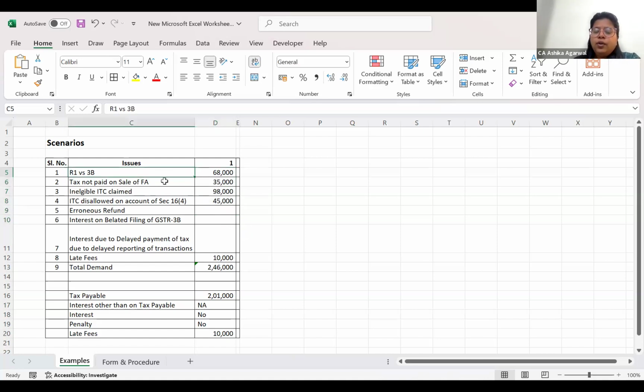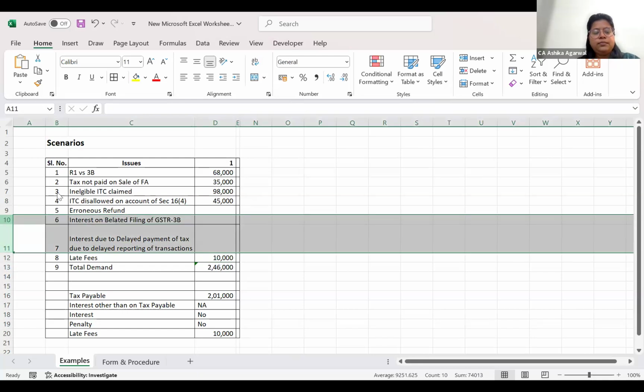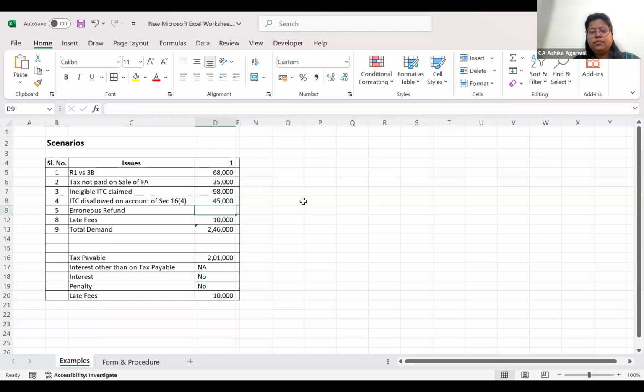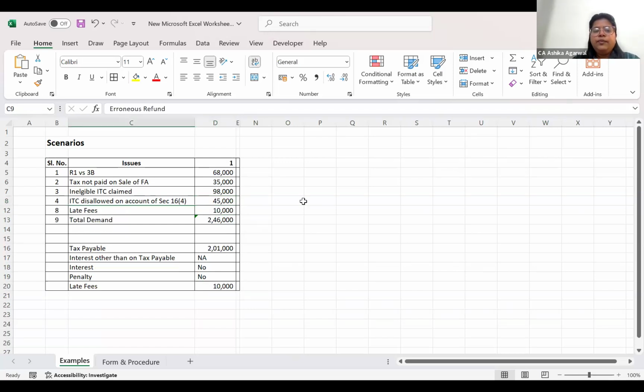Now, taking the first scenario over here, suppose issue 1 is R1 versus 3B, where they demanded 68K. One relates to tax not paid on sale of fixed asset. Another relates to ineligible ITC. Then one is 16.4, ITC proposed to be disallowed on the basis of 16.4. And then we have the late fee issue, 10K. So we had a total of 5 issues in this, suppose scenario 1. So if you notice over here, as I said, you have to go for all the issues.